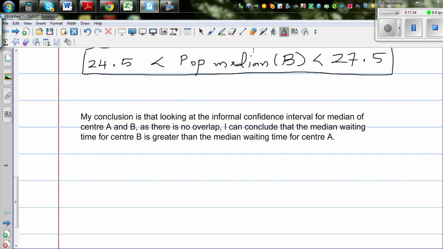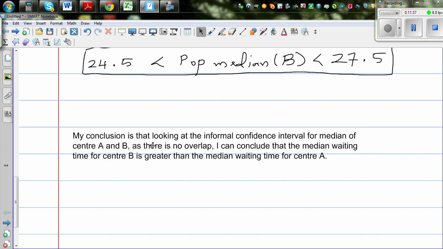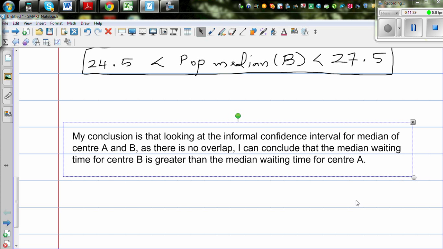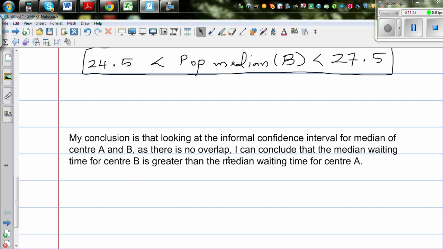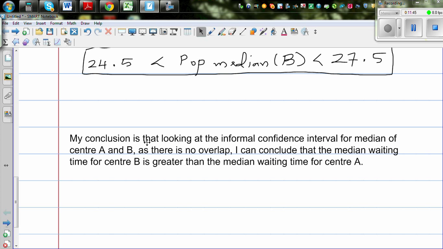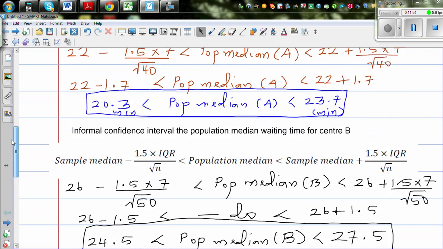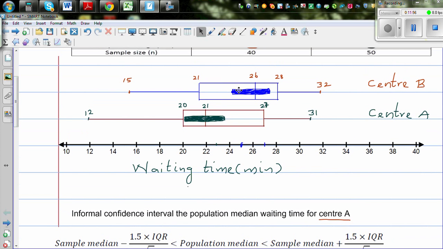One drawback of this conclusion, or something which is uncertain, is that we don't know how the sample was collected. But if there was fairness in collecting the data, and no mistake in collecting the data, this conclusion is, I think, valid, because you can see there's no overlap. So here we can see that center B has greater waiting time than center A.